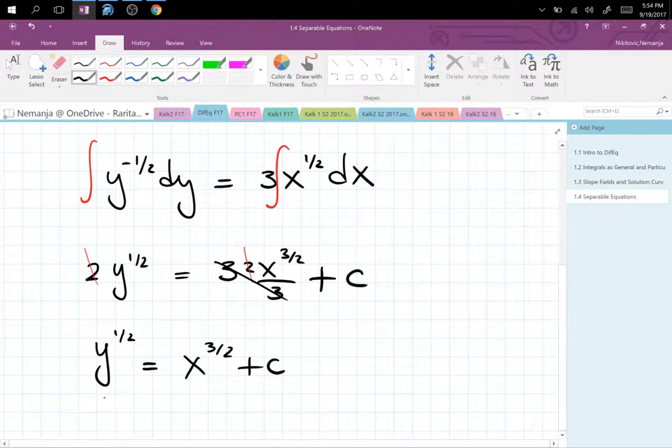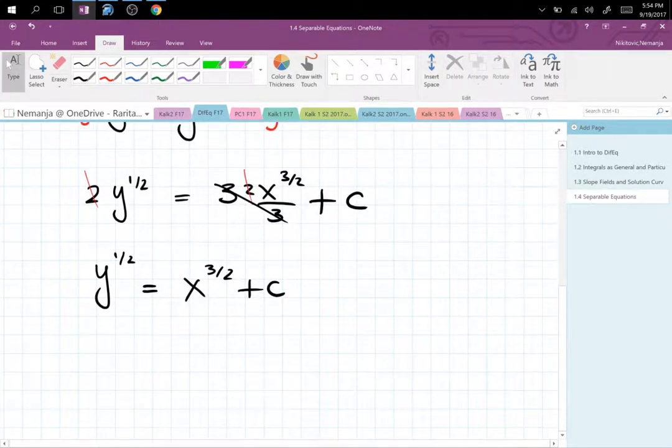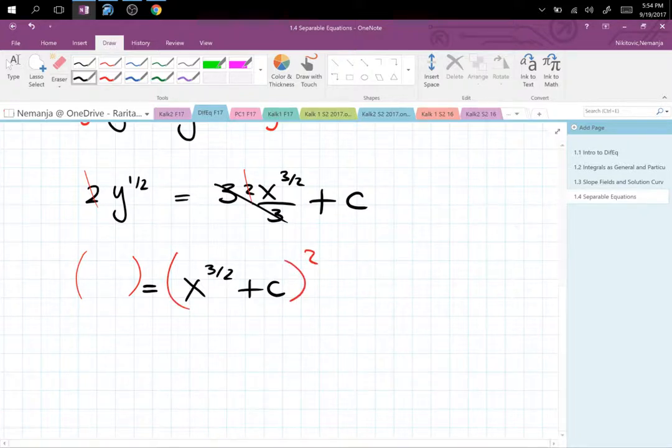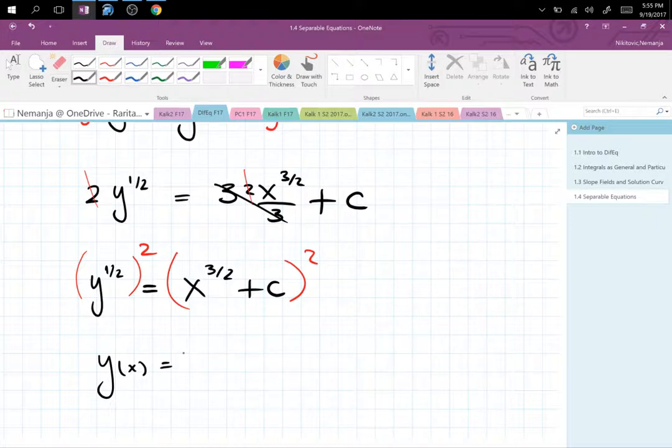Now observe that you have y to the 1/2. This particular one you can fix in this case by squaring both sides. So we square both sides, and we just get y of x is equal to, on the other side, you could FOIL if you want to, but you don't have to. So you can leave it in this form.